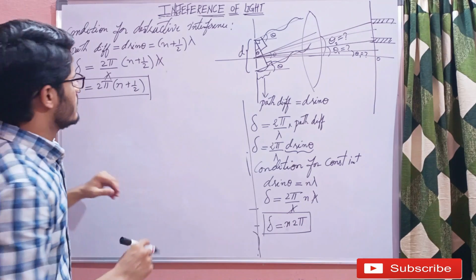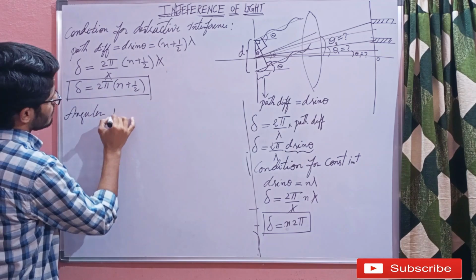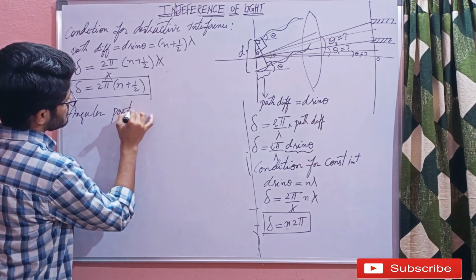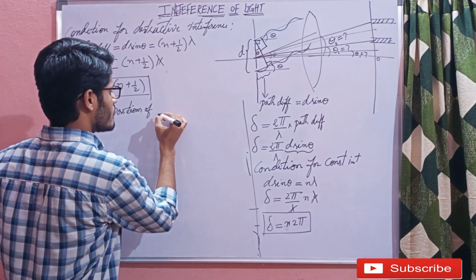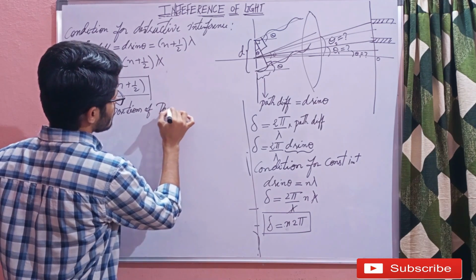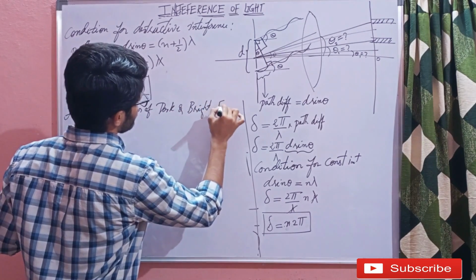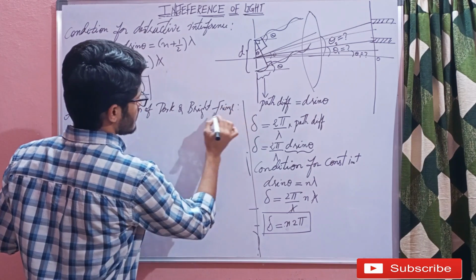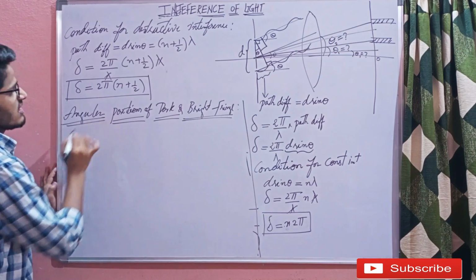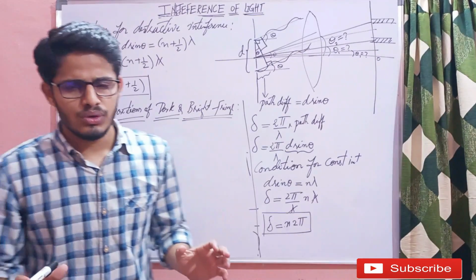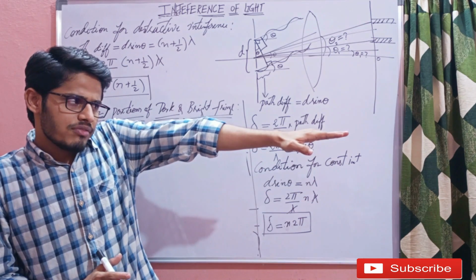Okay, so now we are finding the angular positions of dark and bright fringes. We can call them dark and bright, or constructive or destructive, likewise. We want to know the angular position of the first bright fringe.